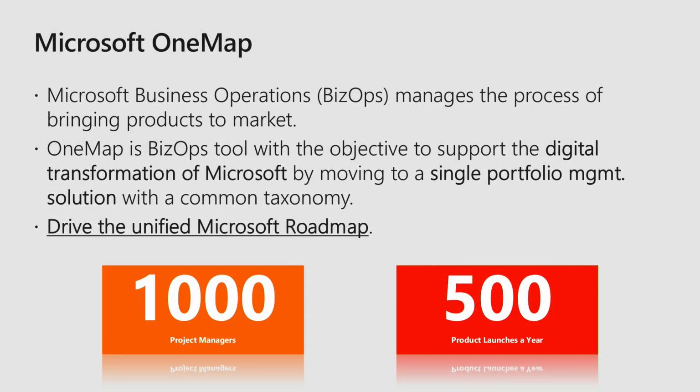Within Microsoft, we have a tool called Microsoft OneMap. Microsoft OneMap is a tool used by our business operations team to consolidate all the launches that Microsoft does. You can appreciate Microsoft has around 500 product launches a year, and about 1,000 people managing those. And so we backed that by building out a solution on PSA, which consolidates all the taxonomy across all of our business units. And I'm going to take you into a little bit of detail, show you a bit of an architecture, and then how we got to putting this in place.